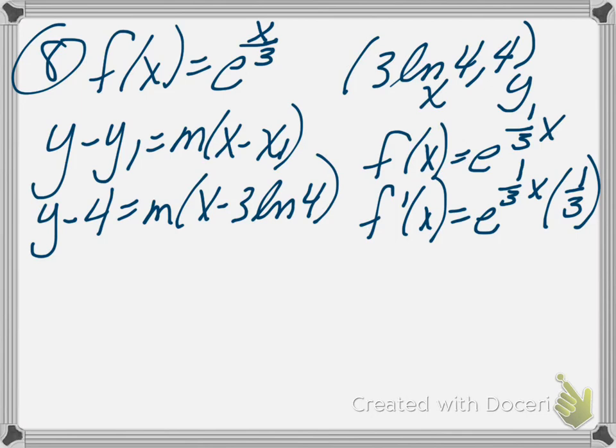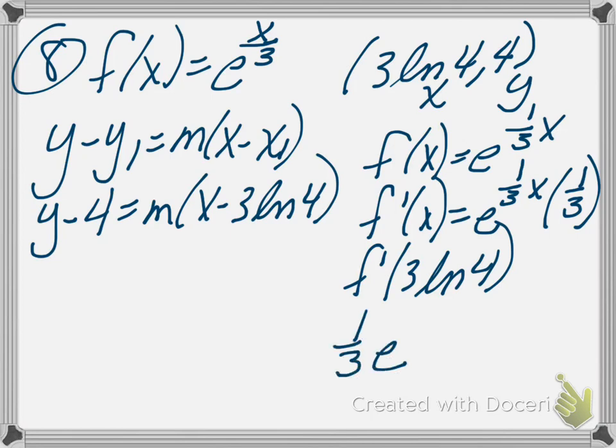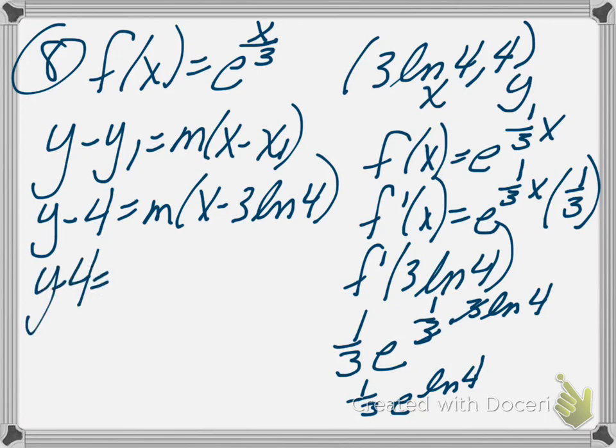Okay, and now we have to find f prime of 3 ln 4. So that means wherever there's an x, we're going to put 3 ln 4. So first I'm going to move that 1/3 to the front. We have e to the 1/3 times 3 ln 4. Okay, this will give me 1/3 e to the, this 3 and this 3 cancel, so we're just going to get ln 4. So that's my slope, so I'm going to substitute for m.